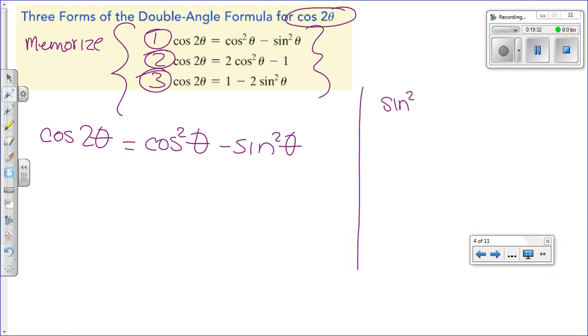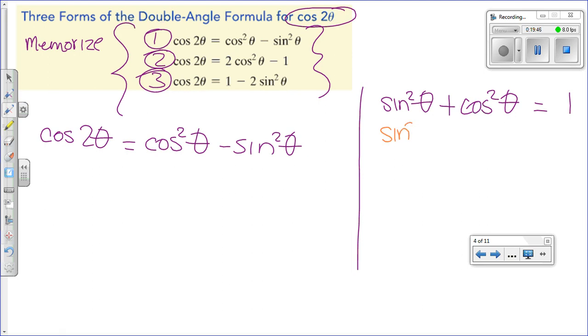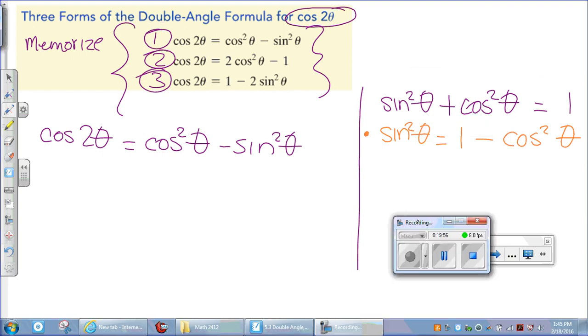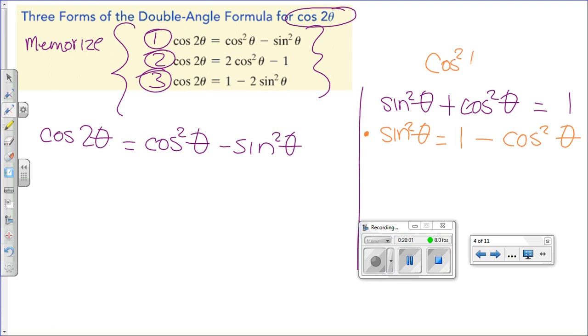So for that, I'm going to use the Pythagorean theorem. Pythagorean identity. So right here, let's say I want to solve for sine squared theta. That will be 1 minus cosine squared theta. Now going back to the original, let's say I want to solve for cosine squared theta. So that will be cosine squared theta is equal to 1 minus sine squared theta.